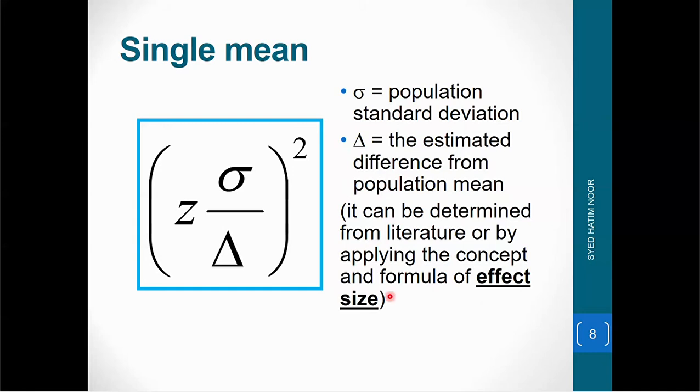Before that, do you have any question on the single mean? Not difficult, because this is very straightforward.